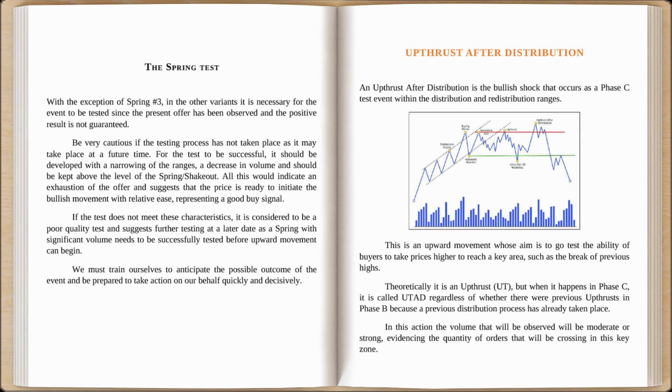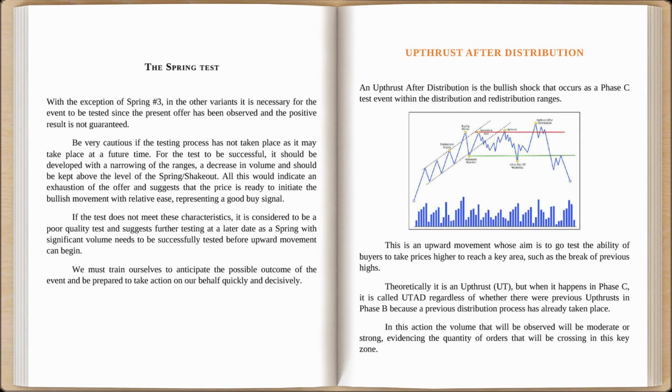Upthrust after distribution. An upthrust after distribution is the bullish shock that occurs as a phase C test event within the distribution and redistribution ranges. This is an upward movement whose aim is to test the ability of buyers to take prices higher to reach a key area, such as the break of previous highs.